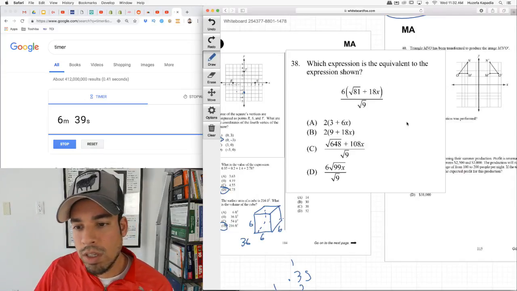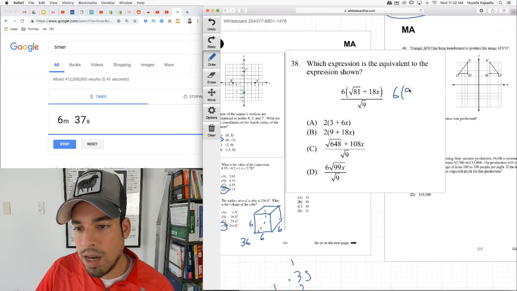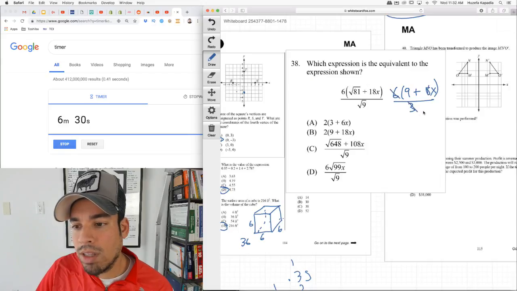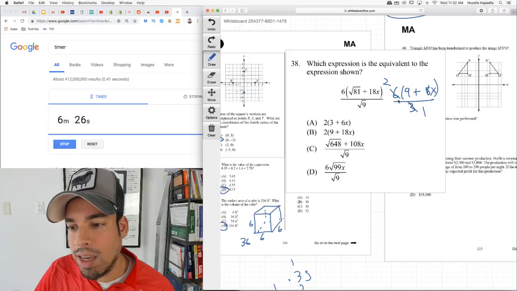So the square root of 81 is 9, so it's 6 times... See how I'm evaluating it piece by piece? Over 18x equals the square root of 9, which is 3. Now I can straight away cross these out. That becomes 1, that becomes 2. Because this is multiplying the whole thing, I can't do the 3 and the 9. It's got to be whatever's applied to everything. The denominator is now gone.